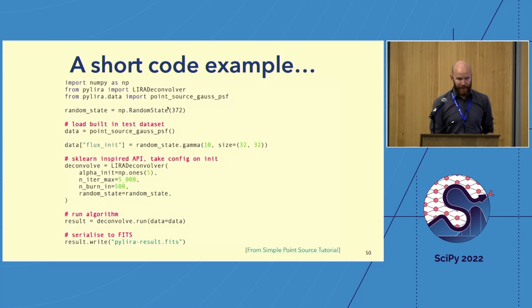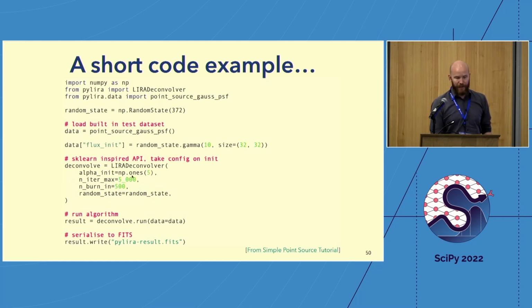Then I'm initializing the random state here with NumPy. Then I'm loading the built-in test data sets. This data variable is just a normal Python dictionary, which contains well-defined keys like counts, PSF, optionally exposure and background. Then we have to define an initial estimate for the flux. This is just done here with a random instantiation, so it's a random image.